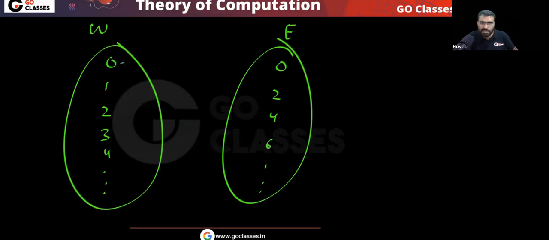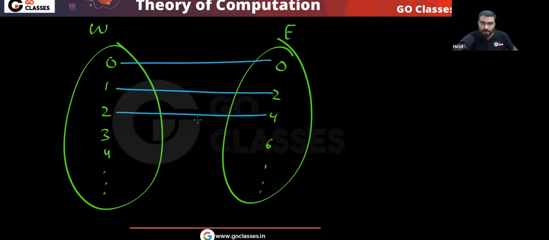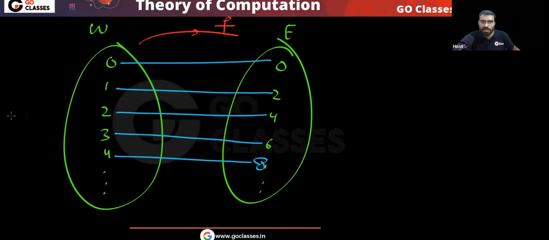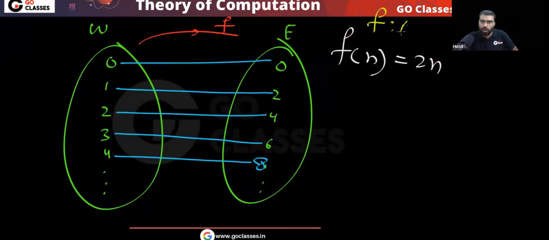Now, just consider this mapping. Consider this function, just for a moment. Is this function from W to E? Is this function a bijection? Is this a one-to-one function? In this function, what am I doing? N is mapped to 2N. Remember, this is a mapping from W to E, and N is mapped to 2N.